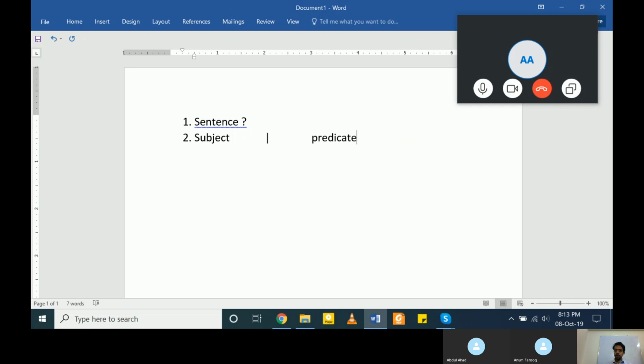Now we are moving forward, the next thing that we are going to discuss is the difference between a phrase and a clause. It is very important to understand the difference. First, what is a phrase? Yes, a group of words which give sense but not a complete sense is called a phrase.